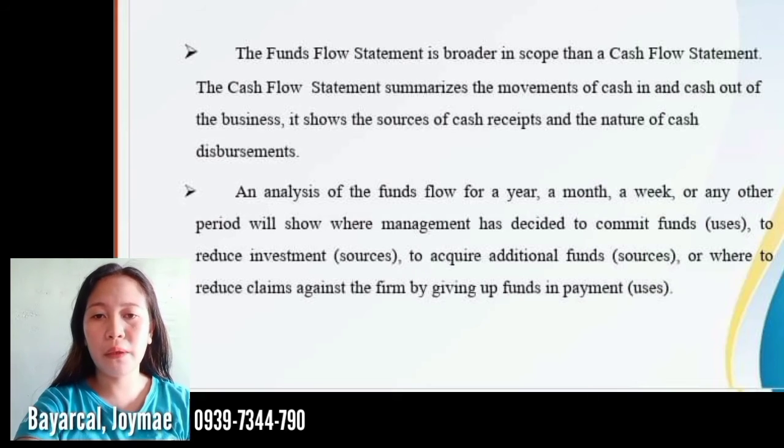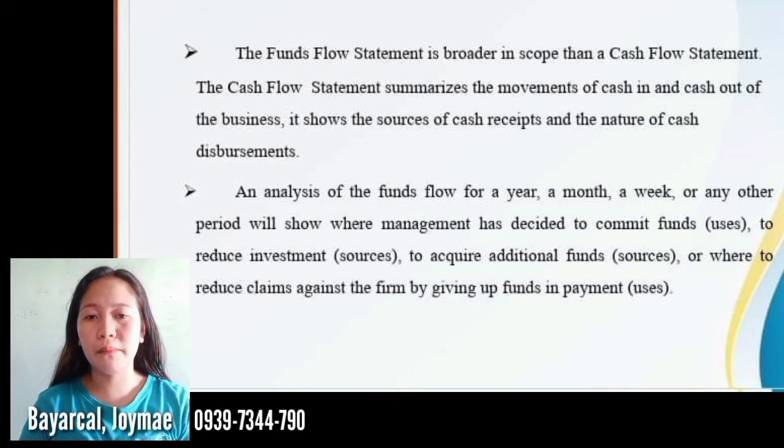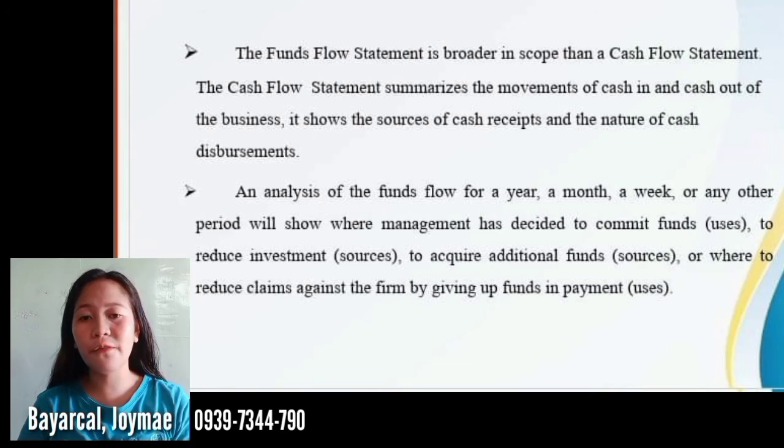At this moment, we are going to discuss the cash flow statement. It summarizes the movements of cash in and cash out of the business. It shows the sources of cash receipts and the nature of cash disbursements. But I will not go deeper into the cash flow statement because later on, Mr. R.G. Mollett will discuss it.